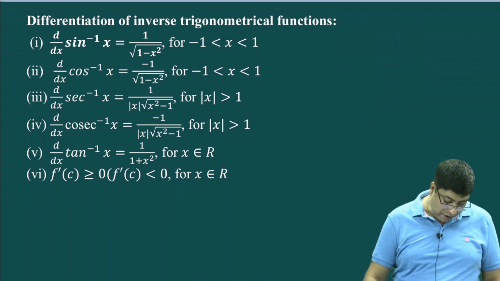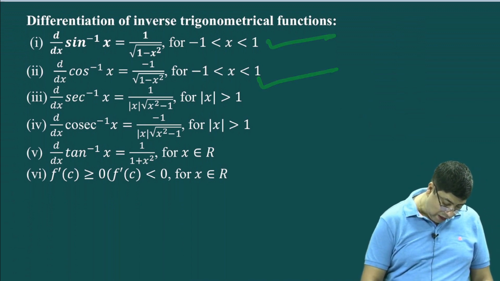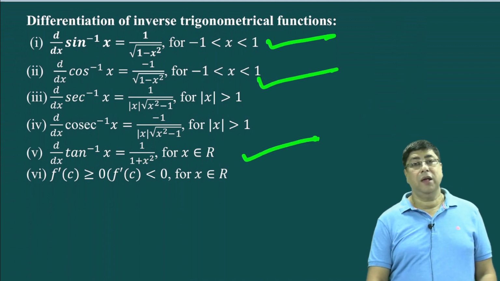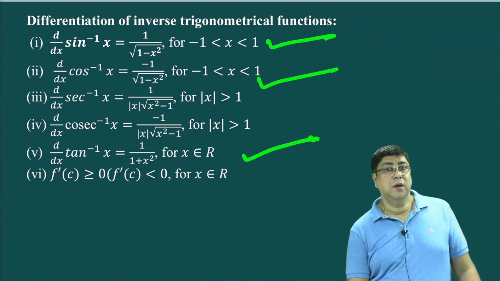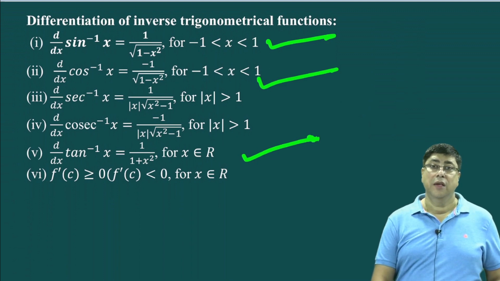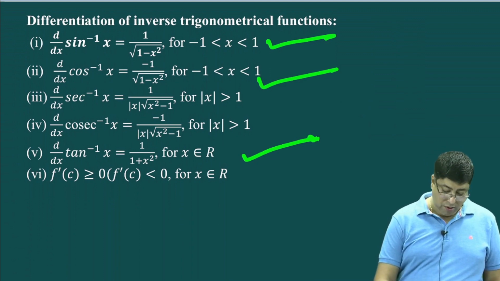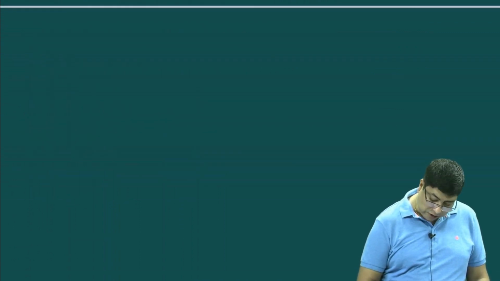Next, differentiation of inverse trigonometric functions. These are the main three formulas: sin inverse x, cos inverse x, and tan inverse x. Other formulas can be done at a later stage; other formulas are not required at the beginner stage. Just remember sin inverse x, cos inverse x, and tan inverse x, because inverse circular functions, inverse trigonometric functions, are a chapter in class 12. Okay, so let's start solving differentiation.